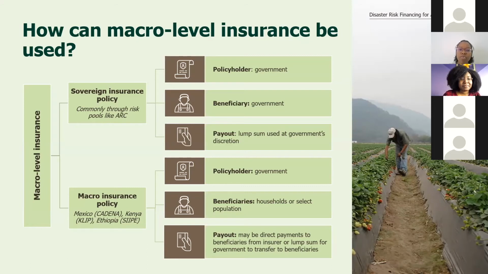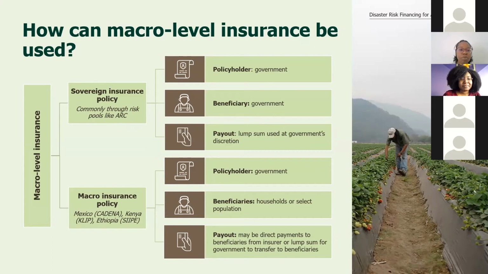One is really at the sovereign level, where government is both the policyholder and the beneficiary, such that when a payment occurs, the lump sum is paid to government, and government can use that at their discretion. This type of approach is really aimed at stabilizing the budget and accessing liquidity when shocks occur. The second case is a variation whereby government is the policyholder, but it purchases the policy and holds it on behalf of beneficiaries, for example, households, farmers, pastoralists, etc., such that when a payment is triggered on the policy, payouts are made to the beneficiaries, the pastoralists, the farmers, etc.